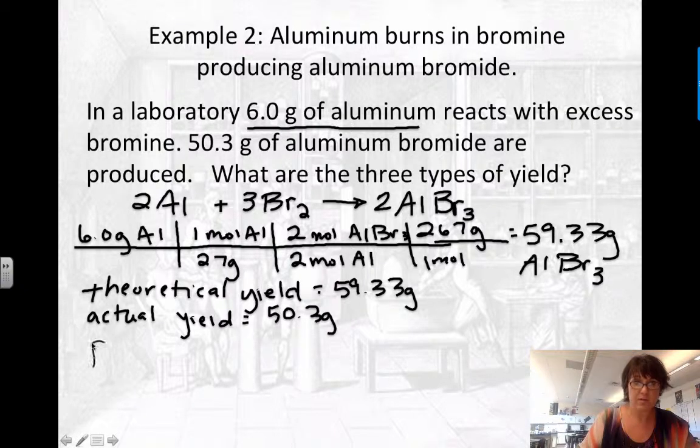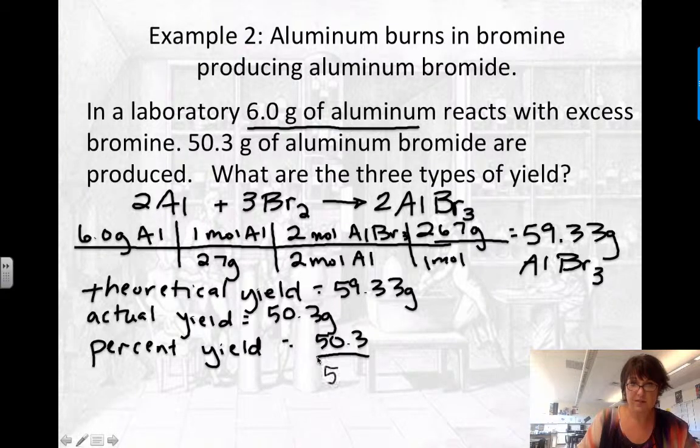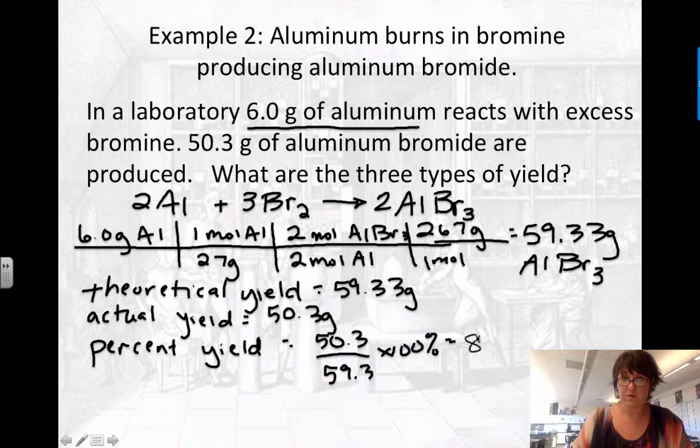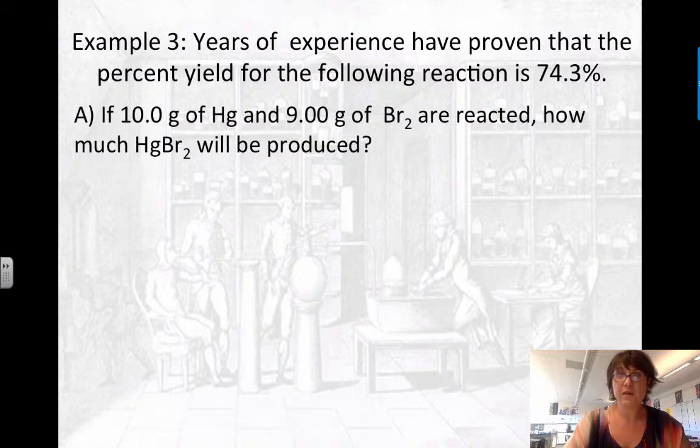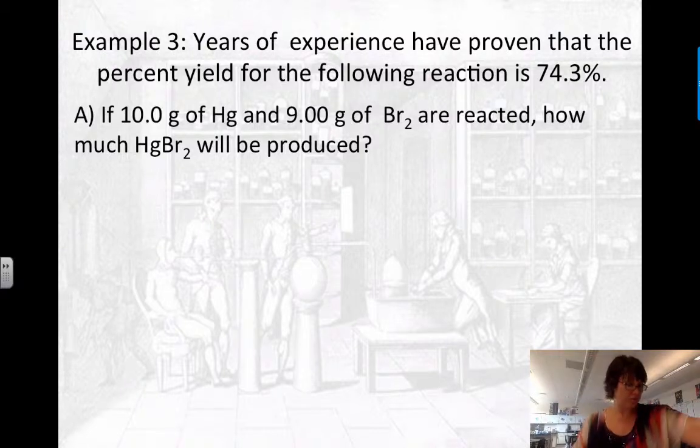And therefore, our percent yield is when we compare those two numbers to one another using a fraction. So 50.3 divided by 59.3, and then change that decimal to a percent, like 85%, or we could call it 84.8%, so we can keep our 3 sig figs. There's our percent yield. Years of experience have proven that the percent yield for the following reaction is 74.3%. So if you're getting a 74.3, you're hitting the industry standard, and you're doing really well.